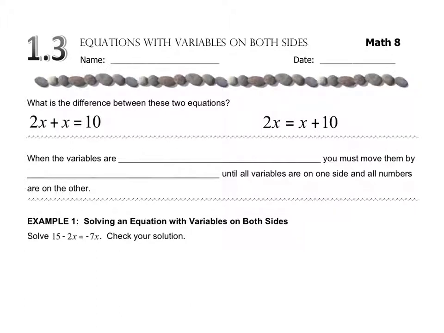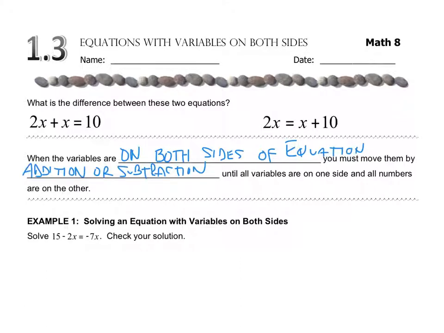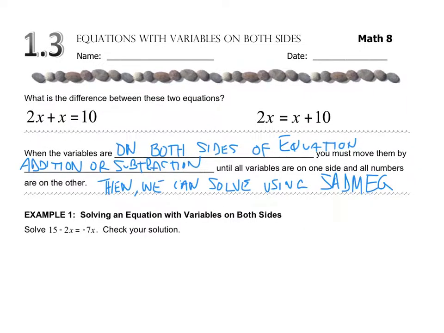So when there are variables on both sides of the equation, you must move them by either addition or subtraction until all the variables are on one side and all the numbers are on the other side. Then we can solve using SADMEG and those steps, using the inverse operations to move all the other things away from the variable we're solving for to get our answer.